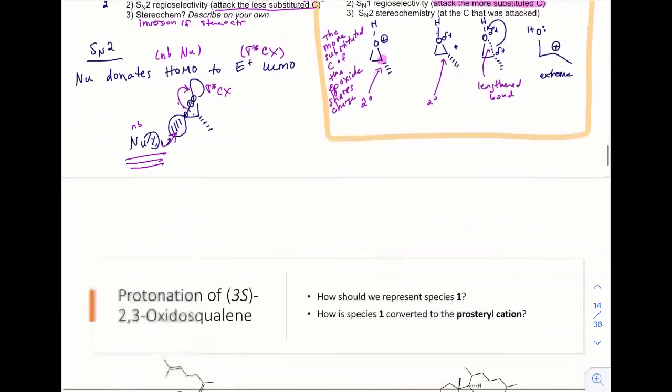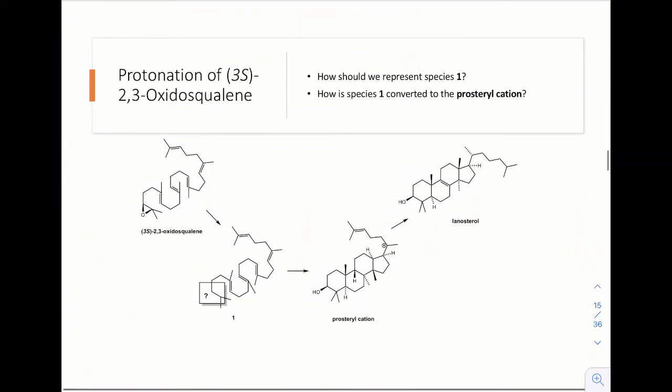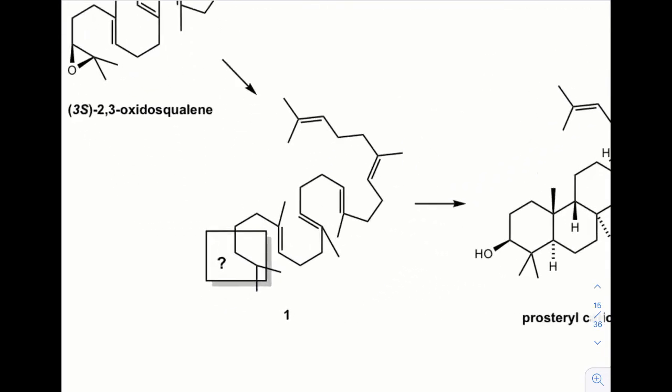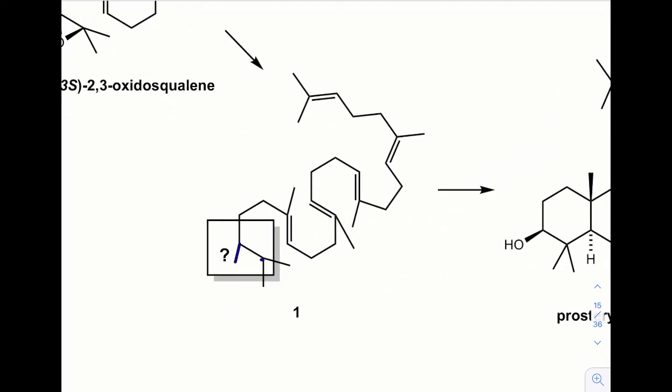However, when we take a look at species 1, which is the protonated oxidosqualene, this species, which we can represent two different ways, we had just represented it as a protonated epoxide with the charge shared. But at an extreme, we said we could also represent this where that carbon 2 oxygen bond is completely broken and this carbon is bearing the positive charge. What do we call a species like this? Yeah, we call it a carbocation.